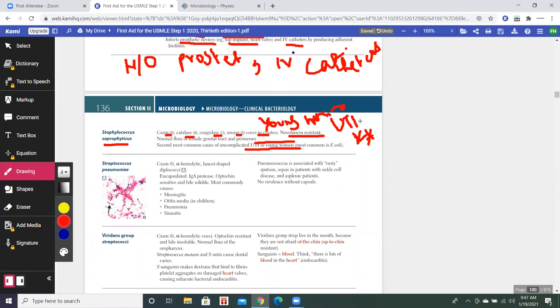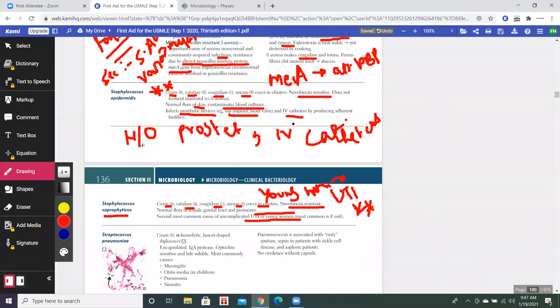So young women with UTI, and for epidermidis, there will be a history of prosthetic device implantations and IV catheters. Most commonly these are the types of questions that will be there. And then they will try to describe the organism to you. That is, it's gram positive, catalase positive, this, that. Which organism are you dealing with? The answers are usually from over here, and the questions will usually come from over here.